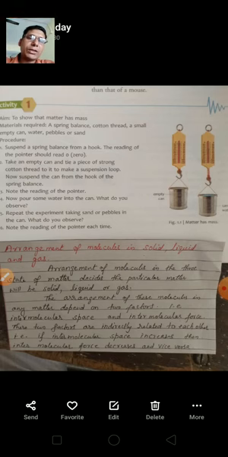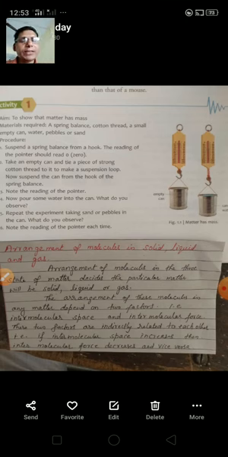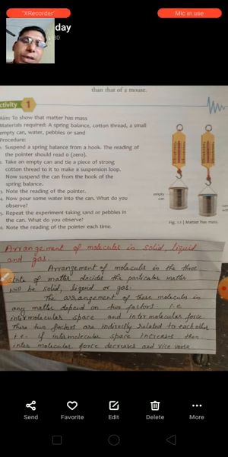After pouring the water or stone pieces or the pebble, the reading of the pointer is increasing. It is coming to some other point. So the difference between the initial point and final point of the pointer shows that matter has mass. So these are the two simple experiments to prove that any matter has mass and occupies space. Revise this experiment and try. You can do it at your home also.